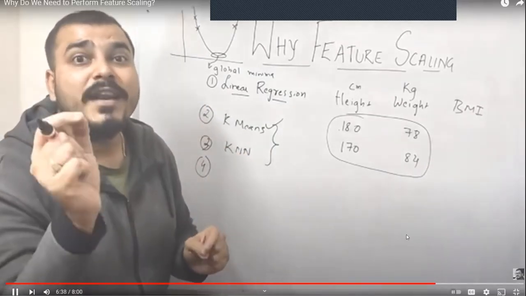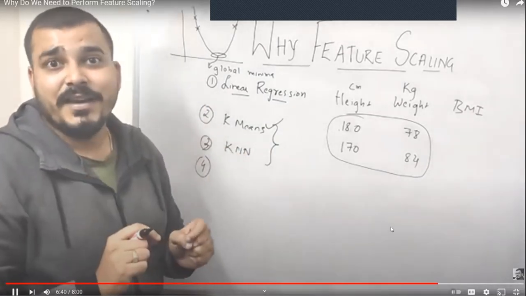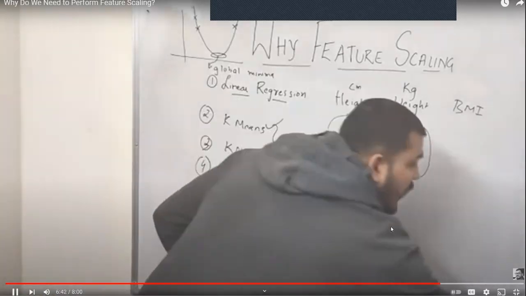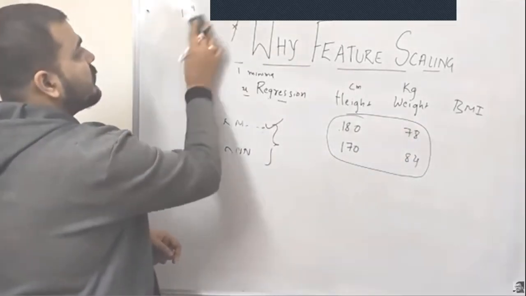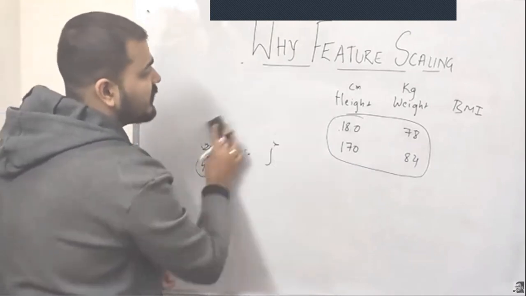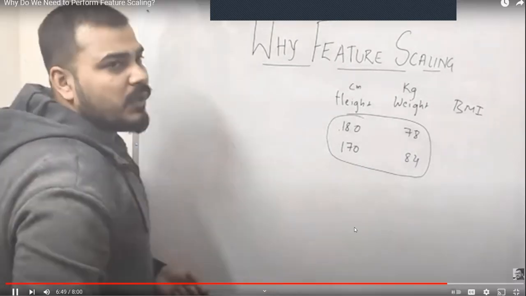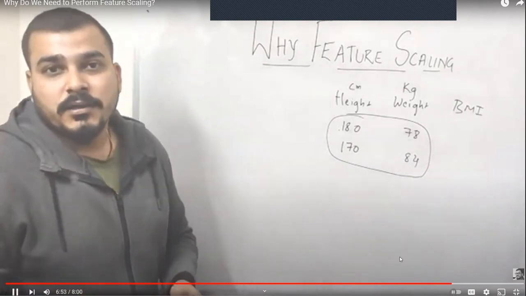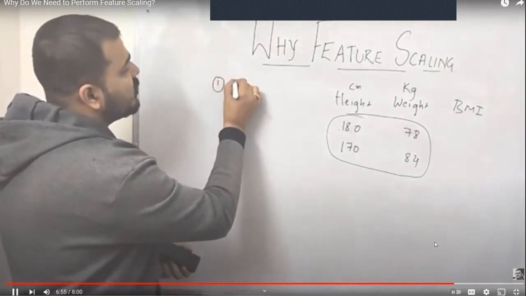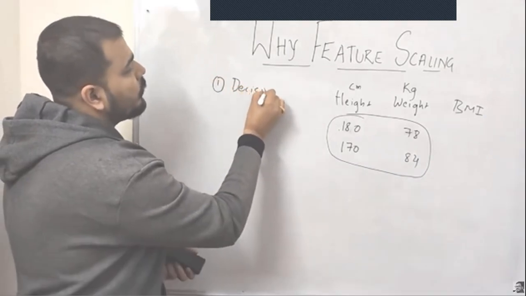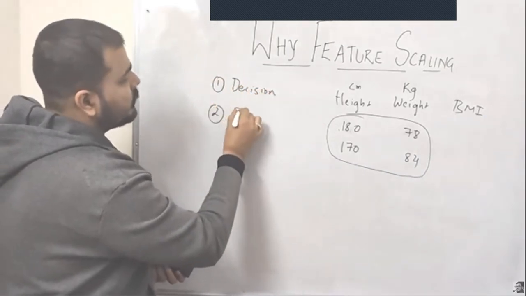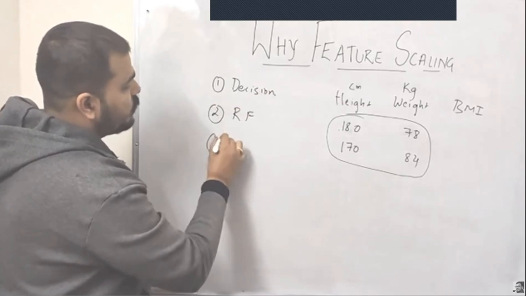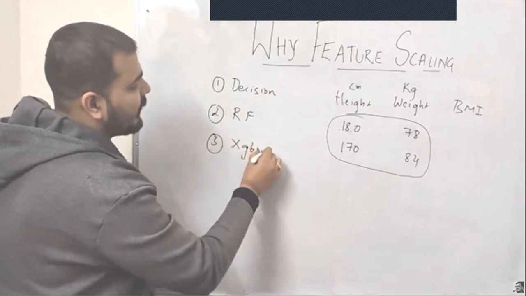But when should we not apply feature scaling? That is also very important. So I'd like to specify some of the algorithms where you don't have to use feature scaling, because even if you perform it, it is not going to make much impact. Some of these algorithms are decision tree, random forest, and XGBoost. These are my ensemble techniques.